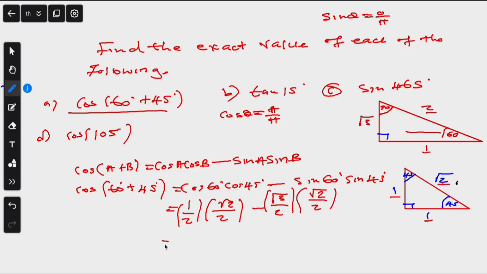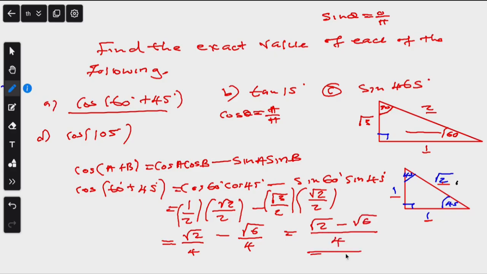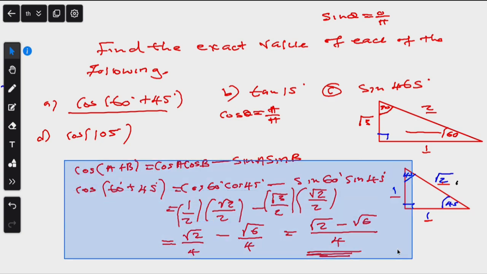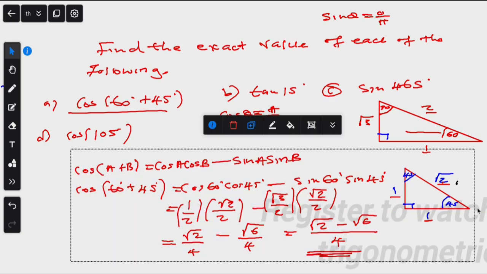Alright, so this is what we are going to have. 1 multiplied by root of 2, that is root of 2. 2 multiplied by 2, that is 4. Then minus root of 3 multiplied by root of 2, it is root of 6. Then divided by 4. Since 4 and 4 is common, you can just say root of 2 minus root of 6, then divided by 4. Then from there, you are done. So this is the first question, we have answered that one. So let's also answer the second one. All right, coming.